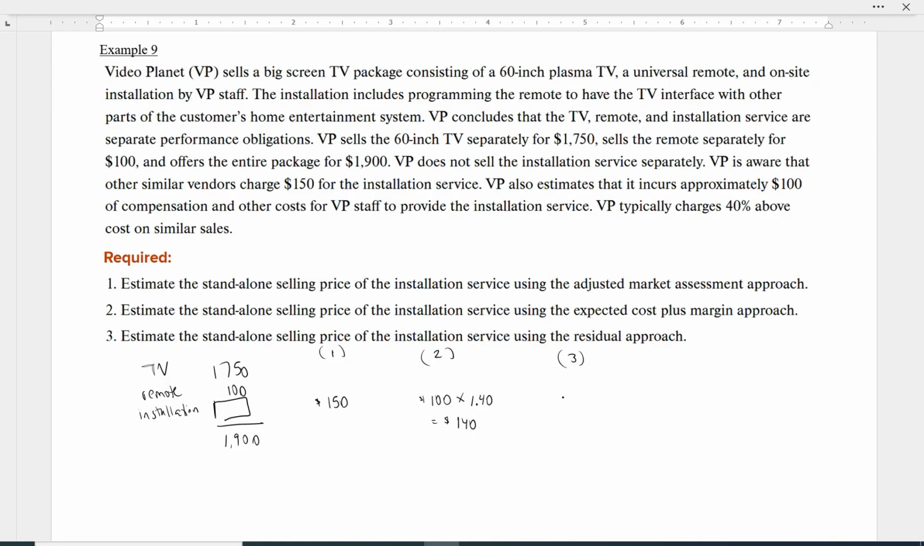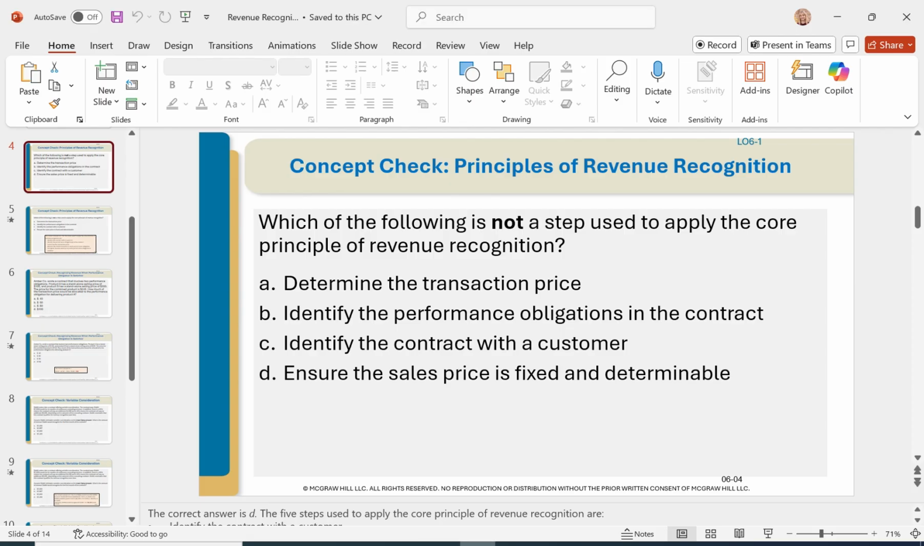And finally, the residual approach would say $1,750 for the TV, $100 for the remote. The installation is whatever then gets us to $1,900. So we've accounted for $1,850. So in the residual approach, it would be valued at $50. And before we conclude, let's wrap up revenue recognition with just a few multiple choice practice questions.